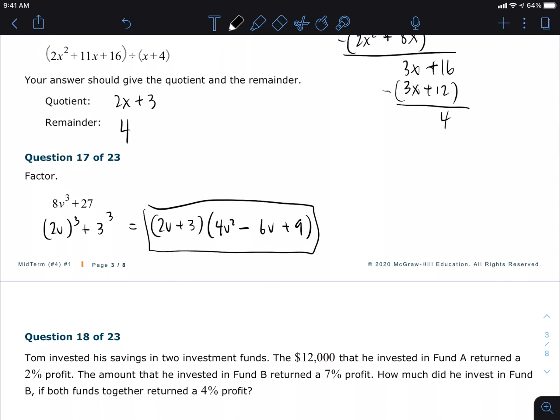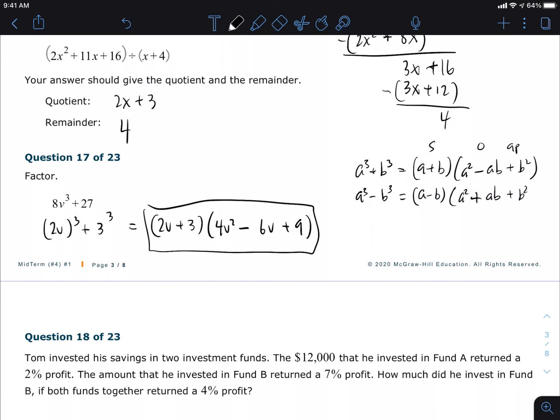Now, so you guys know the rule. A cubed plus b cubed is equal to a plus b, then it's a squared minus ab plus b squared. And the solution is same, opposite, always positive. We call it SOAP. So if I had had a cubed minus b cubed, it would have been a minus b, same sign in between, a squared plus opposite, and then always positive. And that's the rule for cubics, just so you guys always have it.